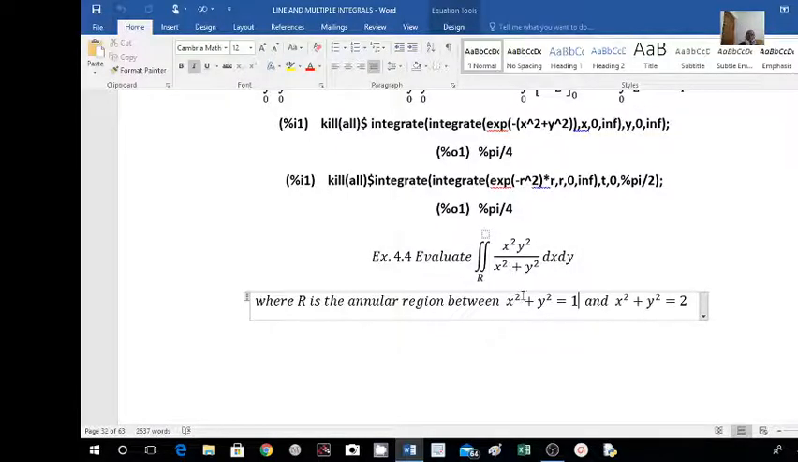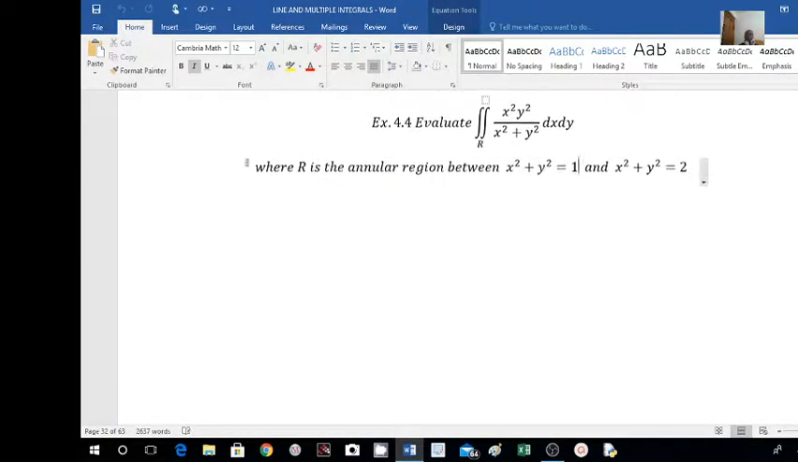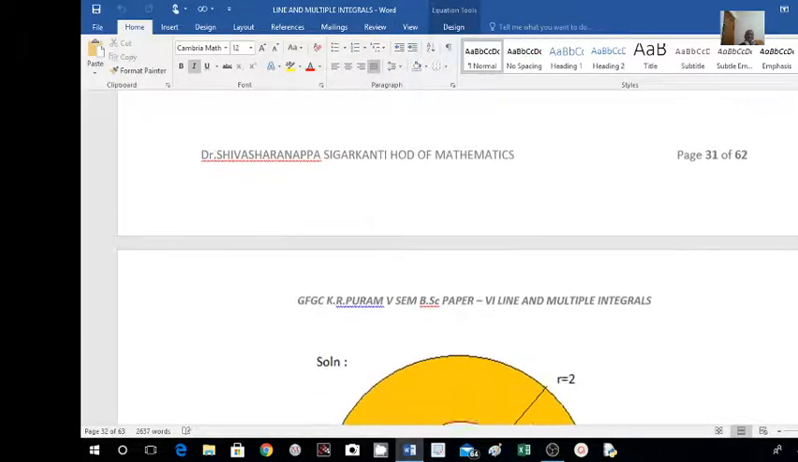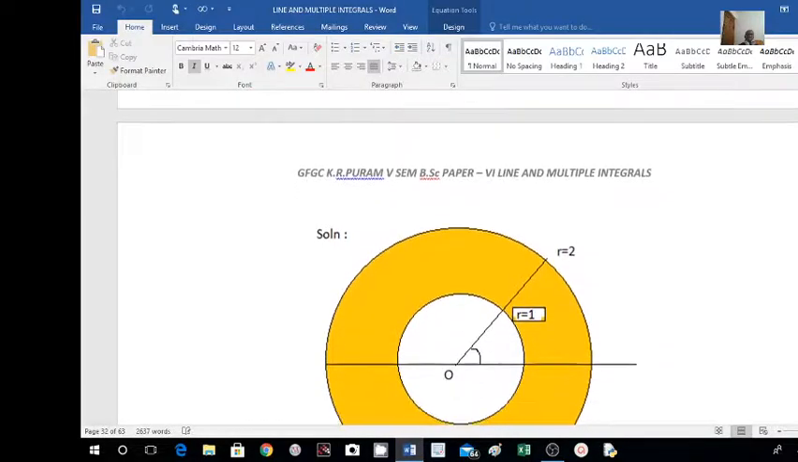This is a circle whose center is the origin and radius equal to 1. This is also a circle whose center is the origin and radius is equal to 2. The region of integration is between these two circles. These two are concentric circles because the center is the same. Okay, the figure will be like this. Yes, this is the figure.